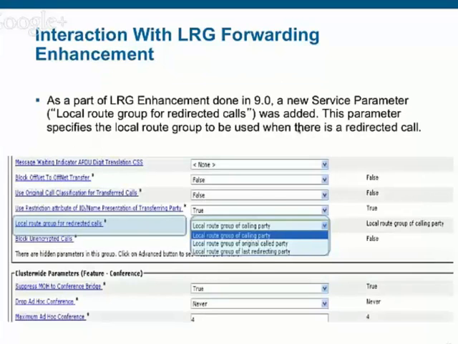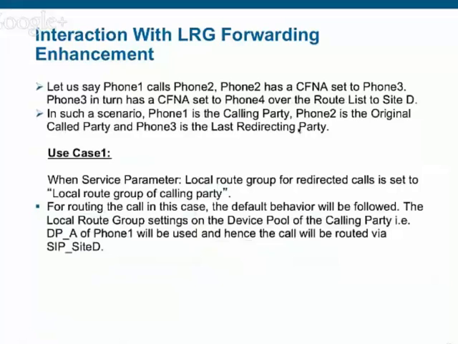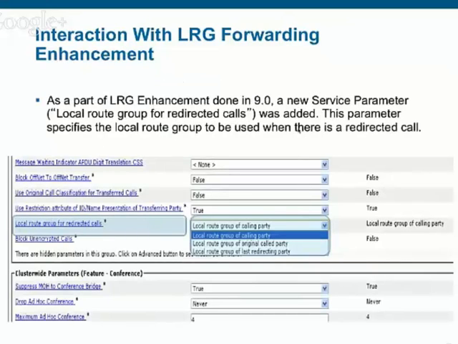So now if we go back to this slide, what happens? How is the call supposed to go to phone 4? Which particular device's local route group should we use? Should we use phone 1, 2, or 3? The call has to reach phone 4 eventually because it has gone through subsequent call forwarding mechanisms. Now we need to decide how we want to send this call to phone 4 and whose local route group we should use.